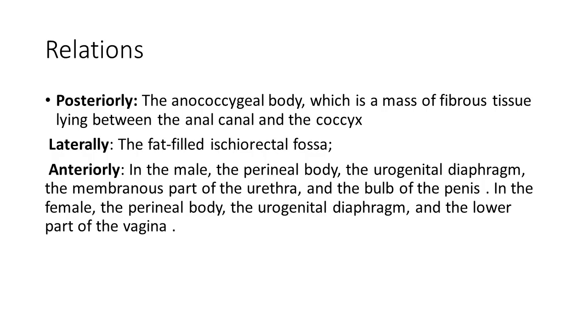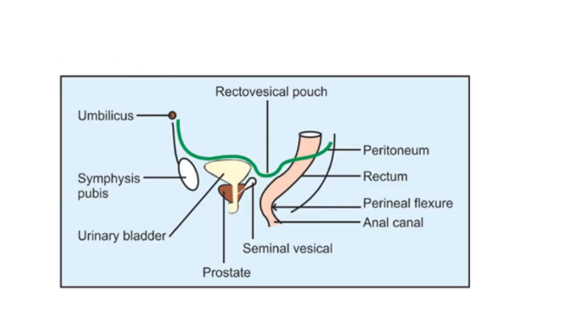Posteriorly, the anococcygeal body, which is the mass of fibrous tissue lying between the anal canal and coccyx, and laterally the fat filled ischiorectal fossa. Anteriorly, in the male, we will find the perineal body, urogenital diaphragm, membranous part of the urethra, and bulb of the penis. In the female, anteriorly we will find the perineal body, urogenital diaphragm, and lower part of the vagina. That's the difference. Here this is the corresponding veins of the rectal arteries.